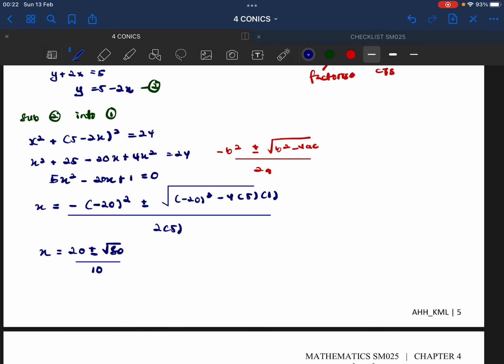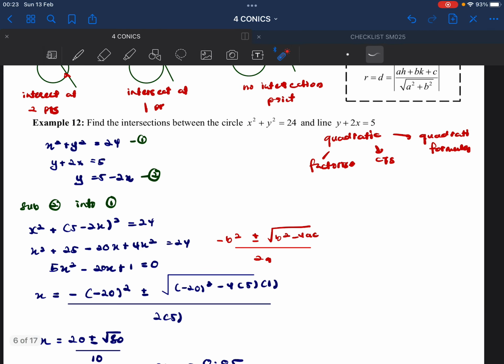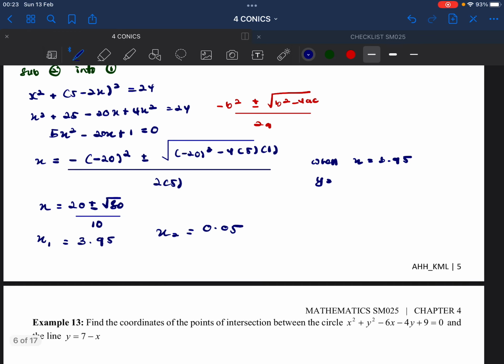Okay, we'll get the first answer, x1 equals 3.95 and the other one, x2 equals 0.05. So you have your x. What we are going to do here is substitute the x into the linear function. When x equals 3.95, y equals 5 minus 2 times 3.95, which gives us negative 2.90.